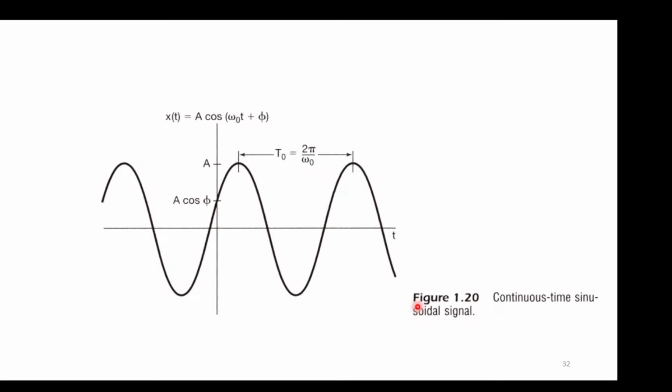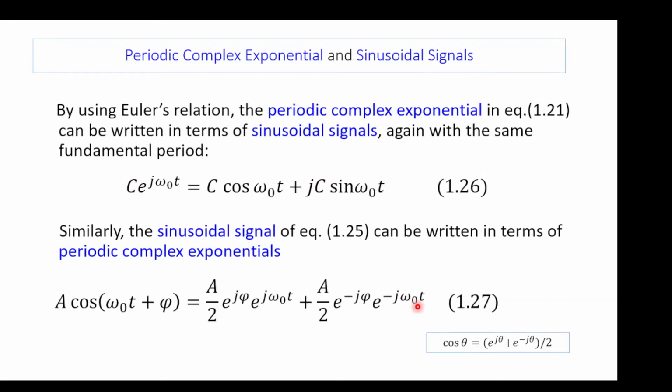Okay, and now let's go to the Euler relationship. So we can now change back and forth between the periodic complex exponential and the sinusoidal signal. First, we can write our periodic complex exponential as a linear combination of sinusoidal signals. It's a very direct breakdown of this e to the j omega t. So e to the j omega t equals cosine omega t plus j sine omega t. So this thing is just c cosine omega t plus j c sine omega t. So you can write the complex exponential in terms of sinusoidals.